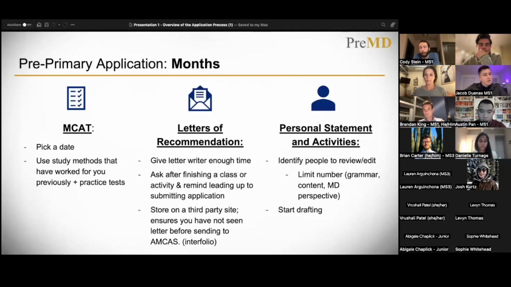Letters of rec are also a really big part of the application. And for me personally, they were one of the more stressful things, because it's one of the things that's out of your control. So I think the biggest thing is to give your letter writers enough time. Personally, I started reaching out to my letter writers in January, and some of them took 3 weeks to a month to reply before they even said yes or no. So the more time you give yourself, the better. And for them too, it's going to make it less stressful and give them time to write a meaningful letter.